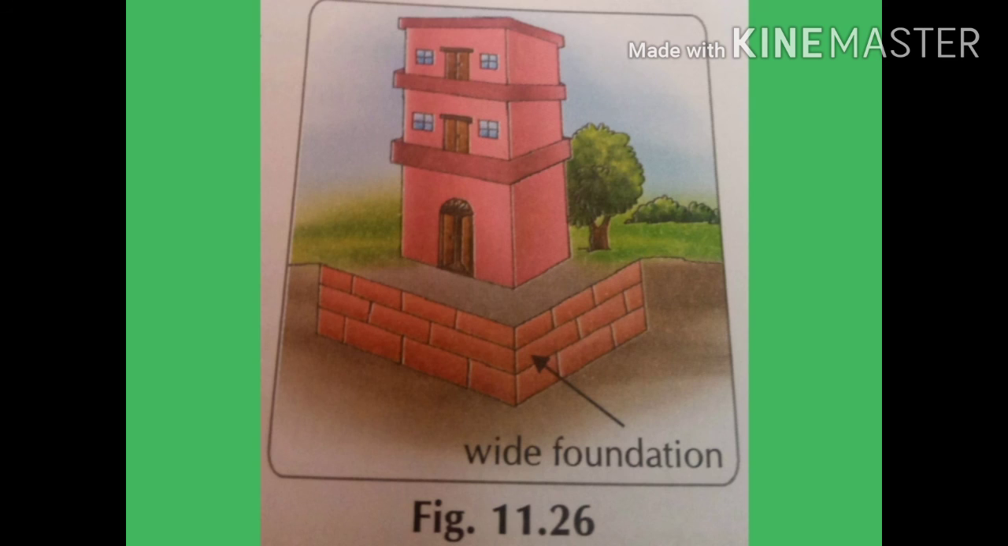Here in this slide you are seeing a building. The foundations of high-rise buildings are kept wide so that they exert less pressure on the ground and do not sink in due to the extremely high pressure of the building. So the base of the building is kept broad so that it does not sink inside the earth.